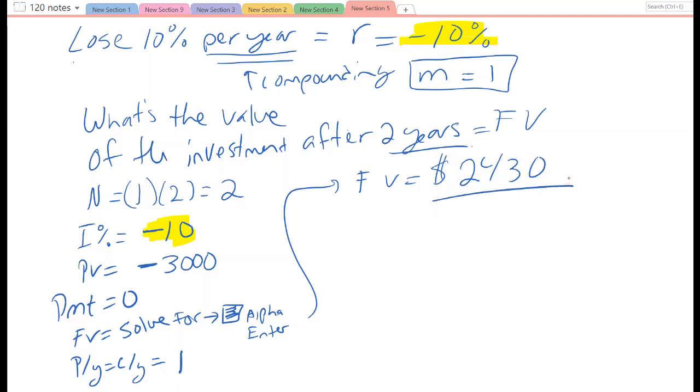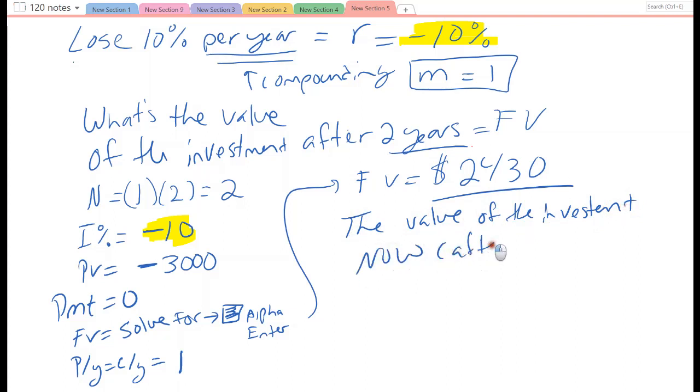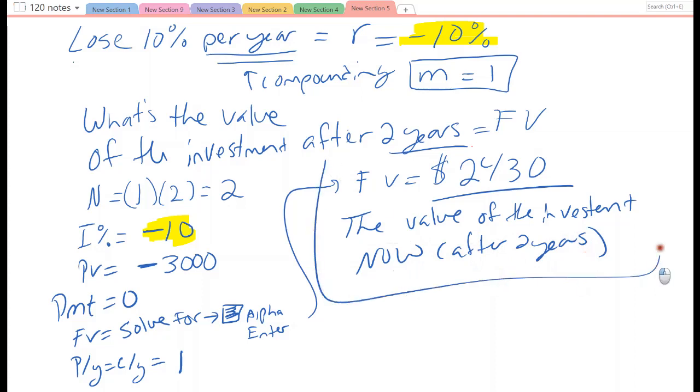After 2 years, that's what I'm going to decline down to, which is the value of the investment now, after 2 years. And that was the first half of the question.